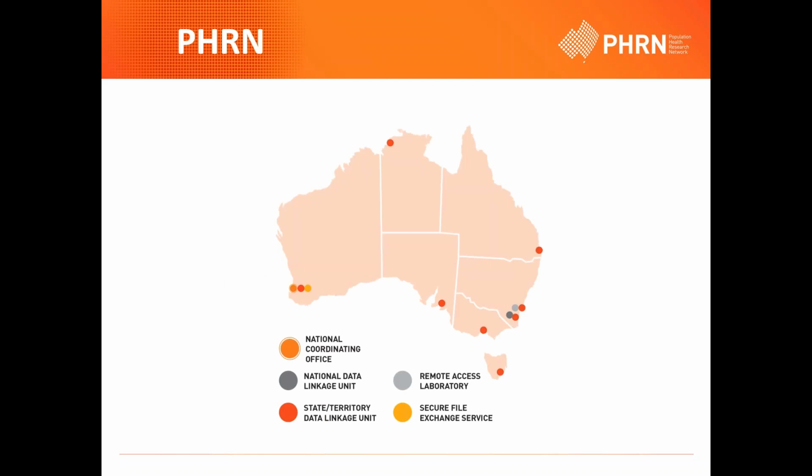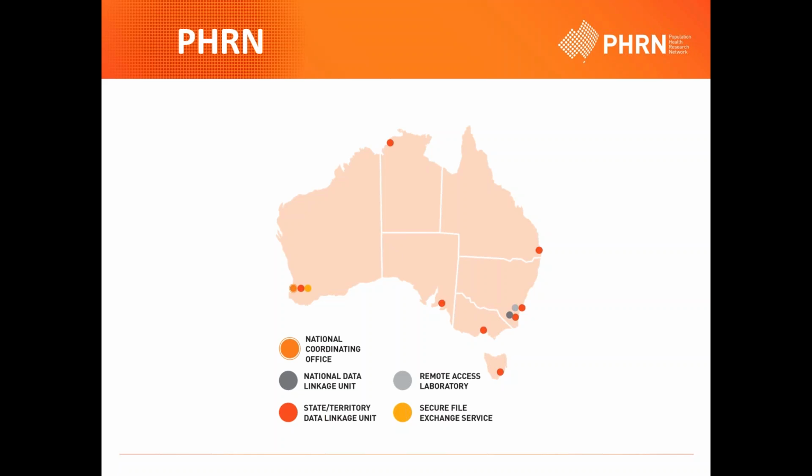Okay, so the first thing I'm just going to give a brief overview of the Population Health Research Network, just so you're aware of the services and the facilities that we can provide. So the PHRN is a national data linkage network, and this map highlights the network's components.